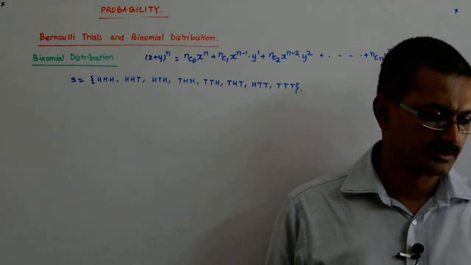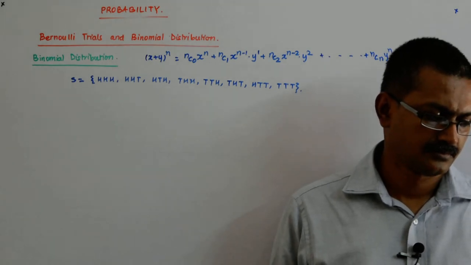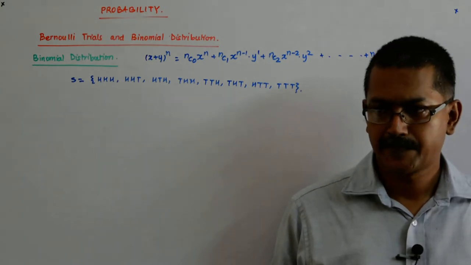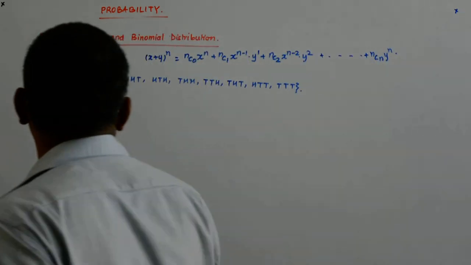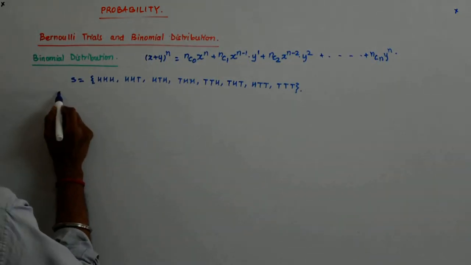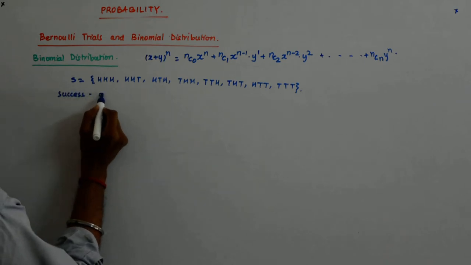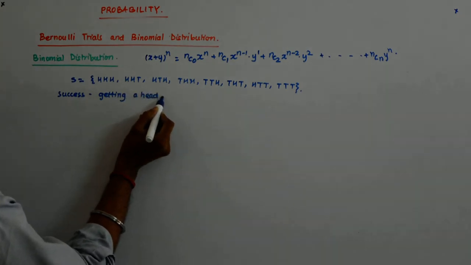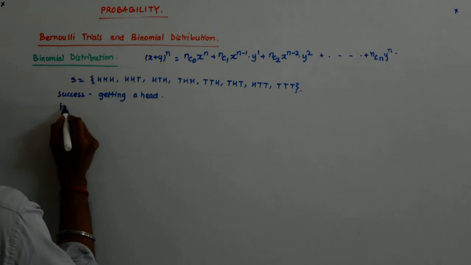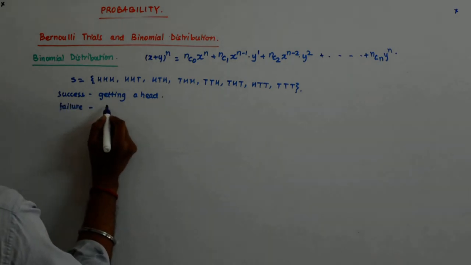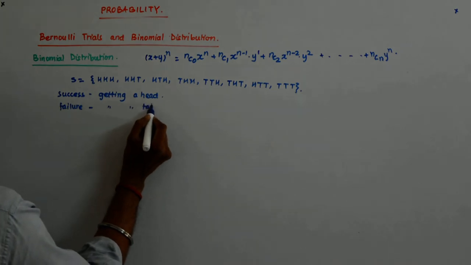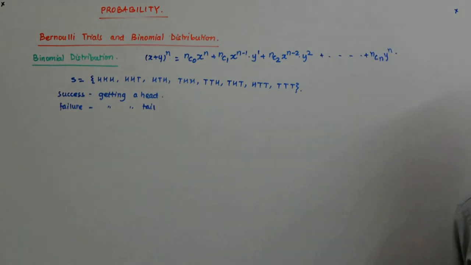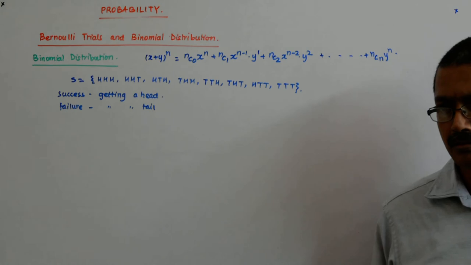Let us say getting a head is called a success, and hence getting a tail is the failure. So there are only two outcomes. What is the probability of success? Half. Fine?